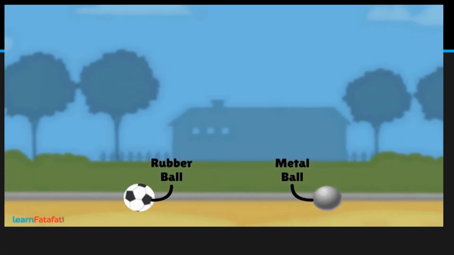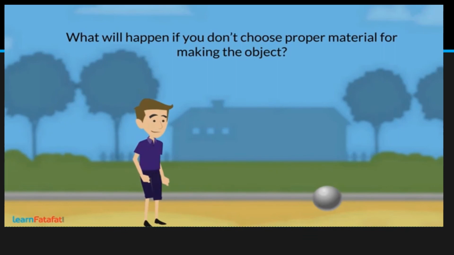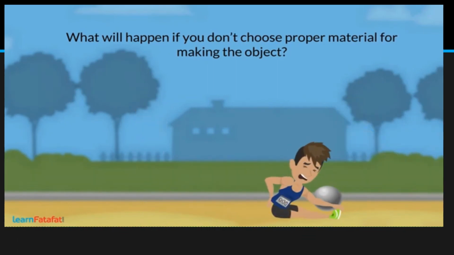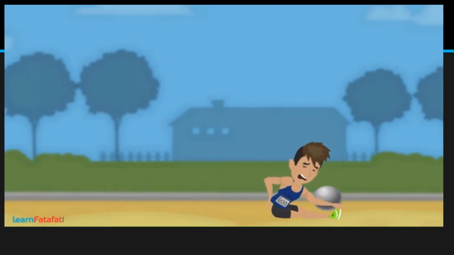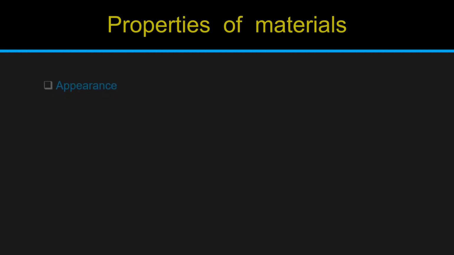Now look at this clipping. There is a rubber ball and a metal ball. What will happen if you don't choose proper material for making the object? Now this is rubber and it bounced properly. Now he has hurt himself because he made the ball out of metal, which will not bounce, and in fact he will hurt himself. So I hope you have understood properties of materials.